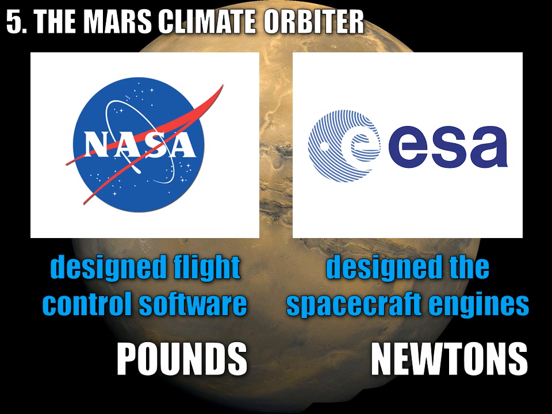The problem is that NASA was using pounds for their unit of force, for the thrust on the spacecraft, whereas the Europeans were using newtons, which is the metric unit of force. And so when the flight controllers sent their signal to the engine to say, this is how much we need you to burn for the orbital insertion, they said 10 pounds.